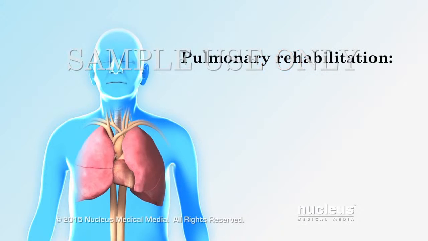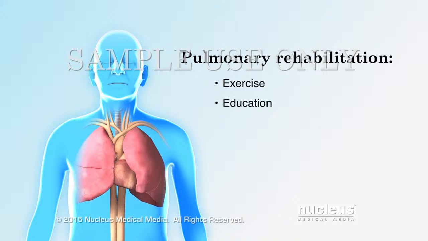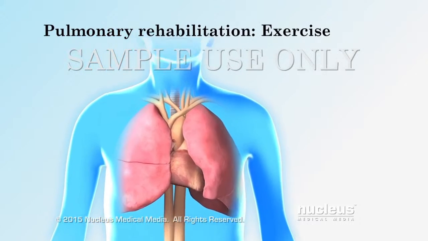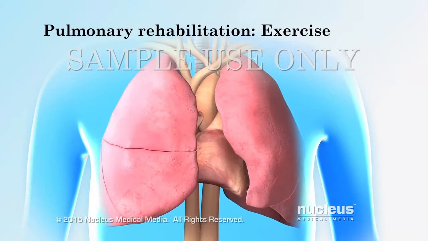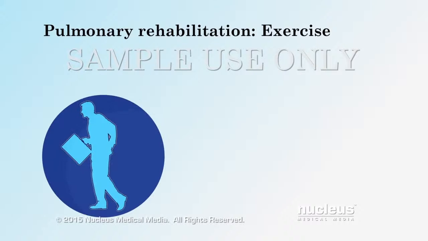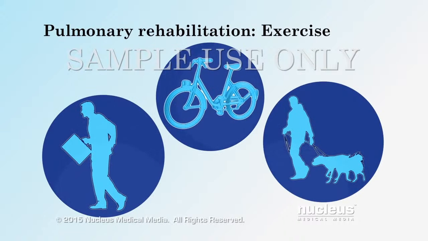Your program may include 3 main parts: exercise, education, and counseling. Over time, exercise can make your lungs and heart work better. It may also increase the amount of time you can perform your daily activities, such as work, shopping, and exercise.